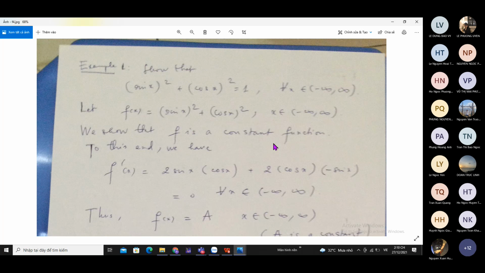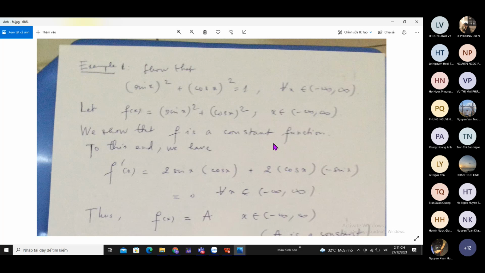Actually, we can prove it easily. Here, sine of x squared plus cosine of x squared equals 1 for every x. What does it mean? It means the function on the left-hand side, sine of x squared plus cosine of x squared, is just a constant function because it's equal to 1 for every x. So first, it must be a constant function. And that's why here I consider the function f given by sine of x squared plus cosine of x squared.